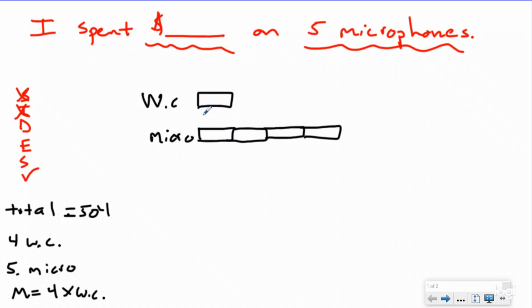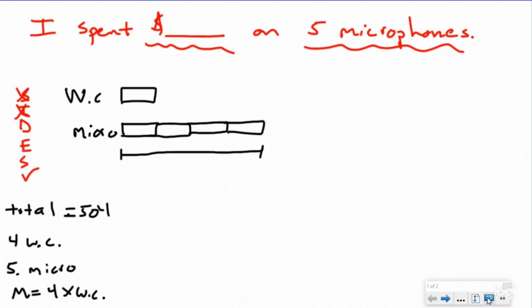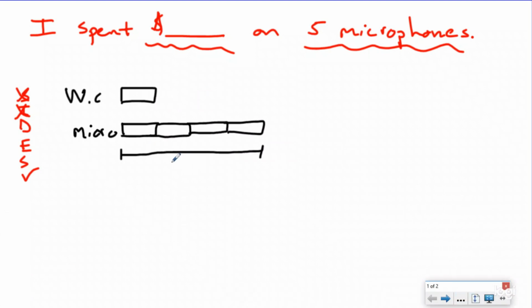Perfect. Now I bought 4 of these web cameras, right? And I bought 5 microphones. So if this is one microphone, okay, first of all I need to move this over. And then I'm going to erase this to give myself maximum room. Okay, this is one microphone. Now, I bought 5 of those. So if I had 1, 2, 3, 4 for one, that means if I had 5 groups of 4, that's going to be 20, right? So I'm going to actually need 20 of these.